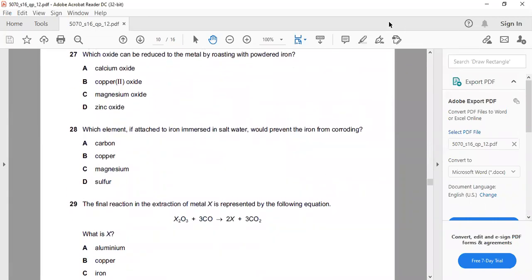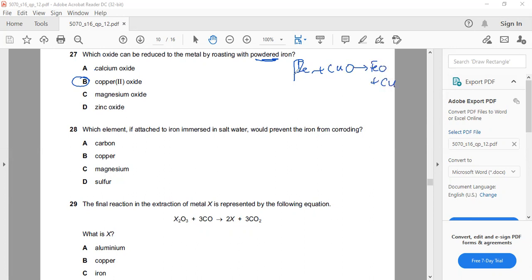27. Which oxide can be reduced to metal by roasting with powdered iron? Iron can reduce the metal below it. You need the reactivity series, which you have to remember. Which oxide is below iron in the reactivity series? Which metal is below iron? Copper is below iron. Magnesium is above iron in the reactivity series. Zinc also above. Calcium also above. Iron can reduce a metal oxide below it, it can take its oxygen.